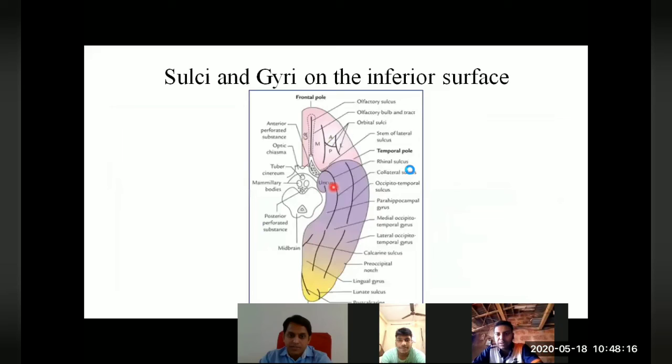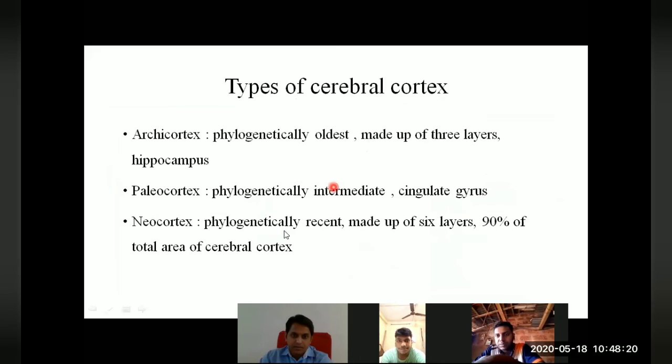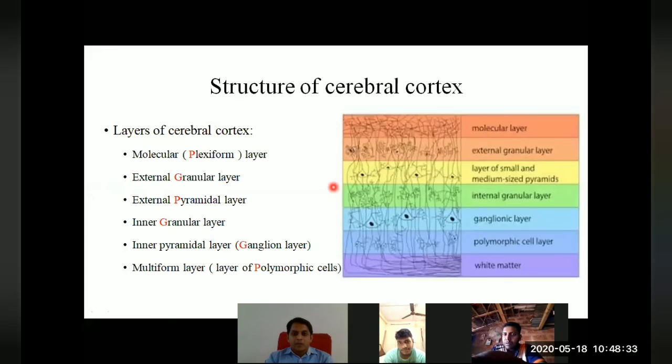And the neocortex has 6 layers, and it occupies around 90% of the total area of the cerebral cortex. Now let us see what the different layers present in the cerebral cortex are. Before that, the cerebral cortex is nothing but, I said, the gray matter. The gray matter means the one which includes all the nuclei. Which are the different types of cells present within the cerebral cortex?